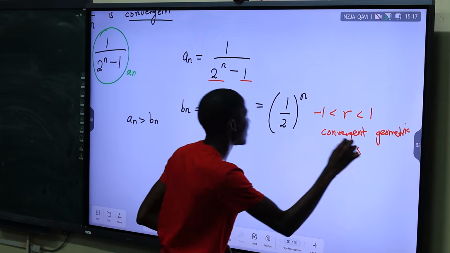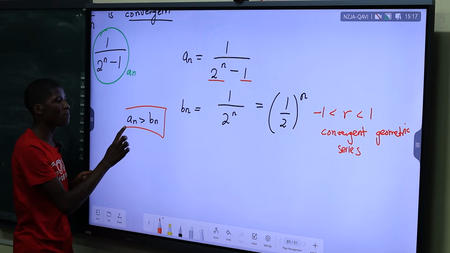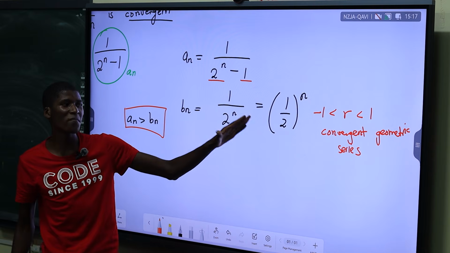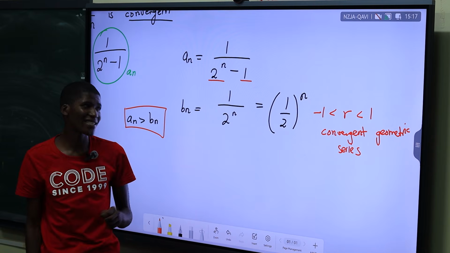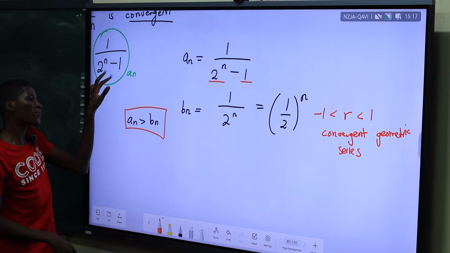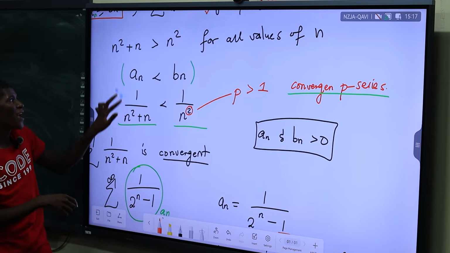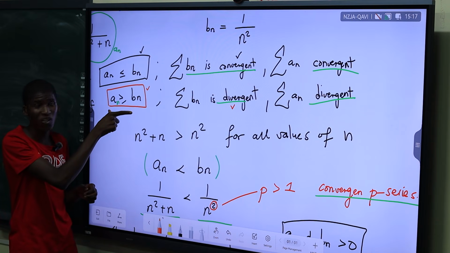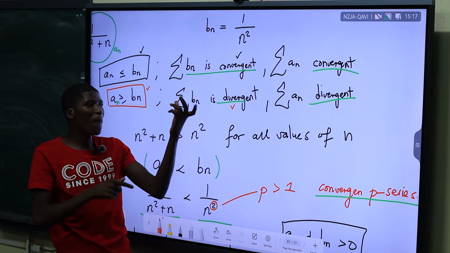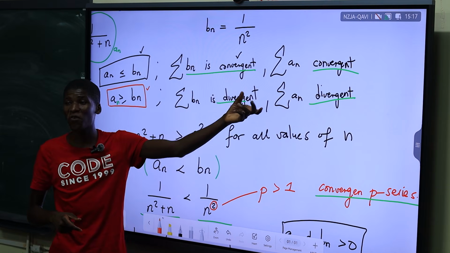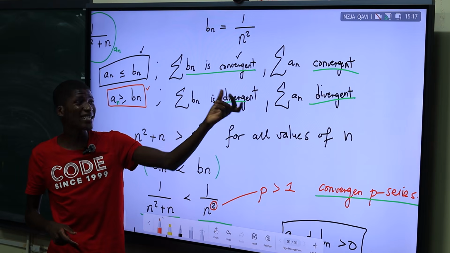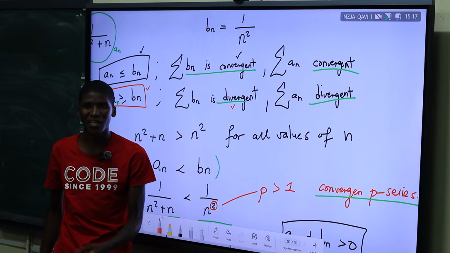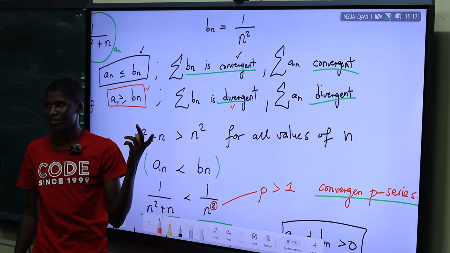Alright, so we have two things here. We have an is greater than bn, and we have the fact that bn will form a convergent geometric series if you do the sum to infinity. Now let's see if this corresponds. An is greater than bn. We have satisfied that condition. But both of them must form divergent series. Our bn we found to be convergent. So you cannot continue with the comparison test.